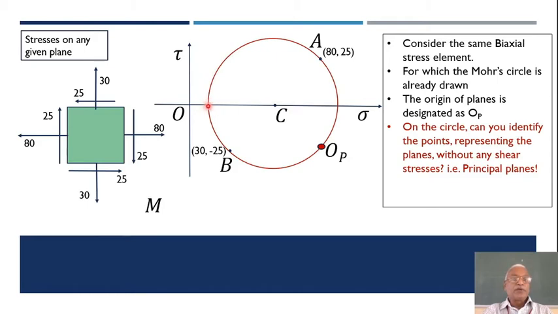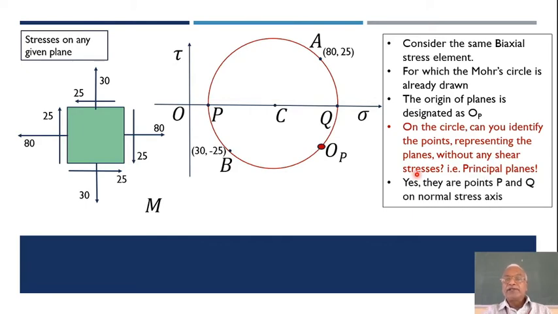And if you come to this point, what is the coordinate? There is some sigma, but there is no shear stress. Similarly, this point has a magnitude of normal stress right from O to this point, and there is no shear stress. So such two points represent principal planes. They are P and Q, the points on the normal stress axis where the circle cuts. Those two points represent principal planes.